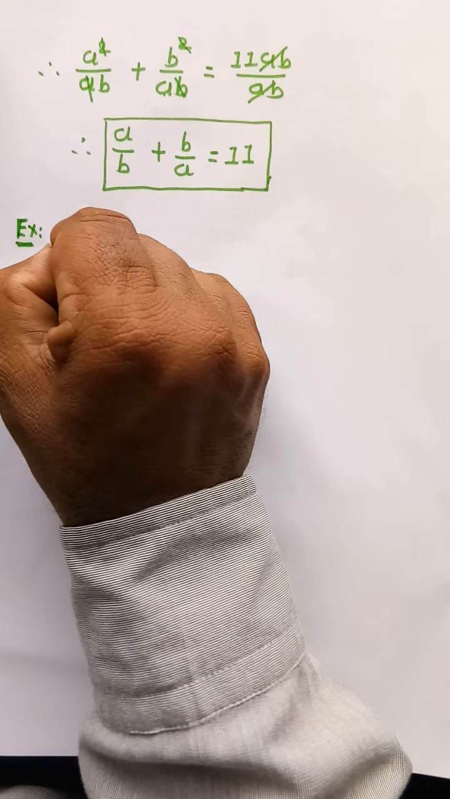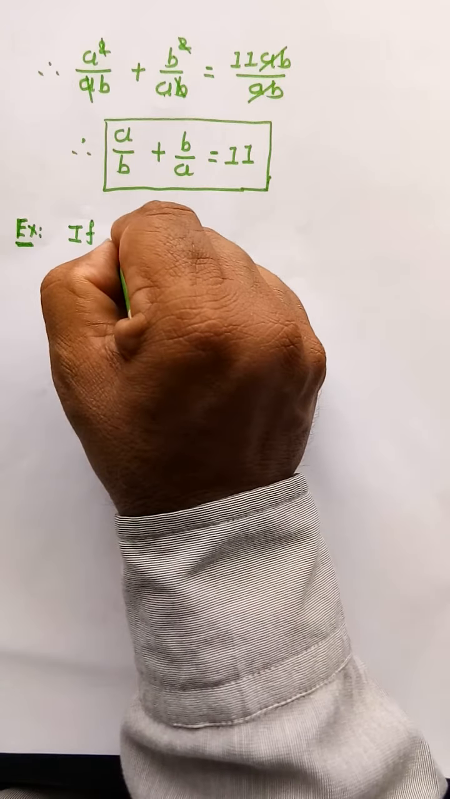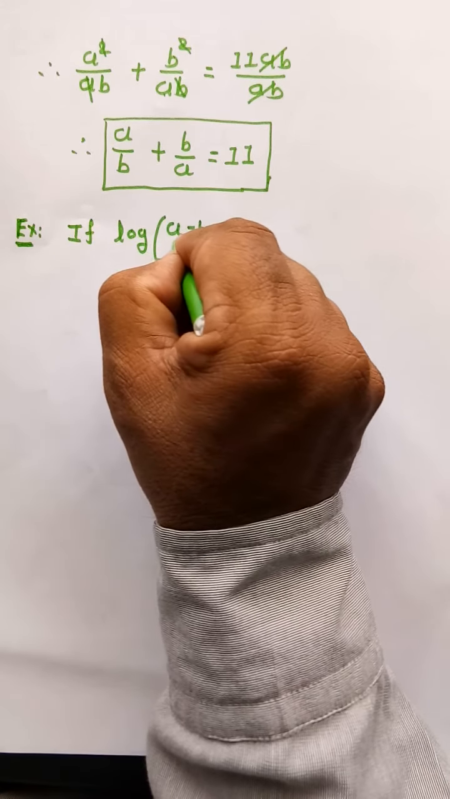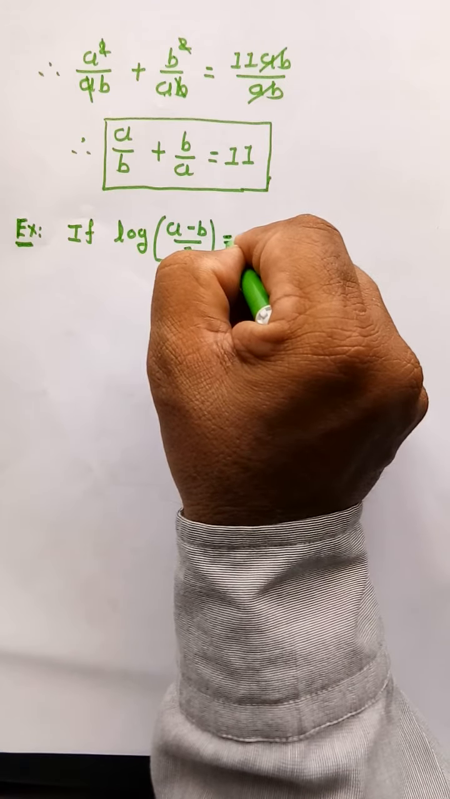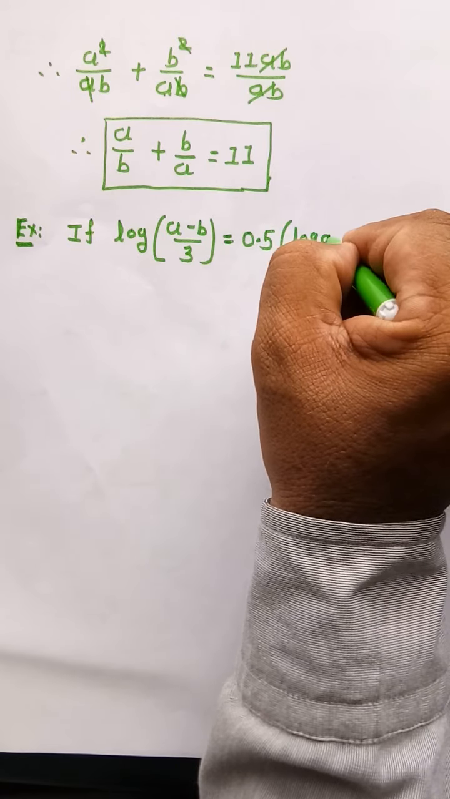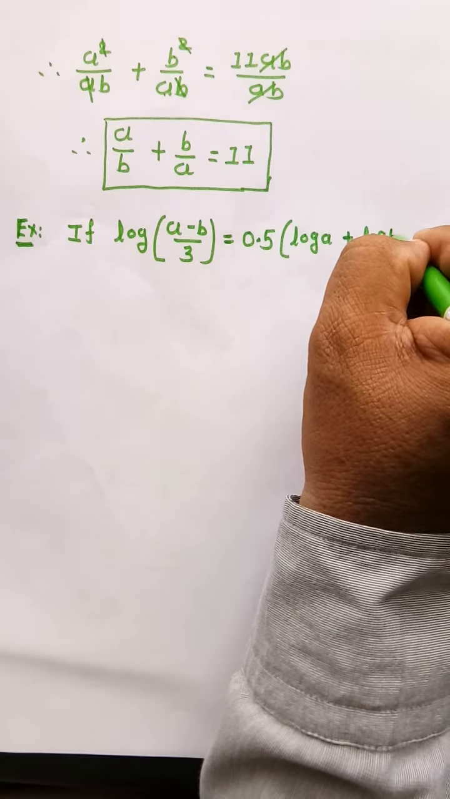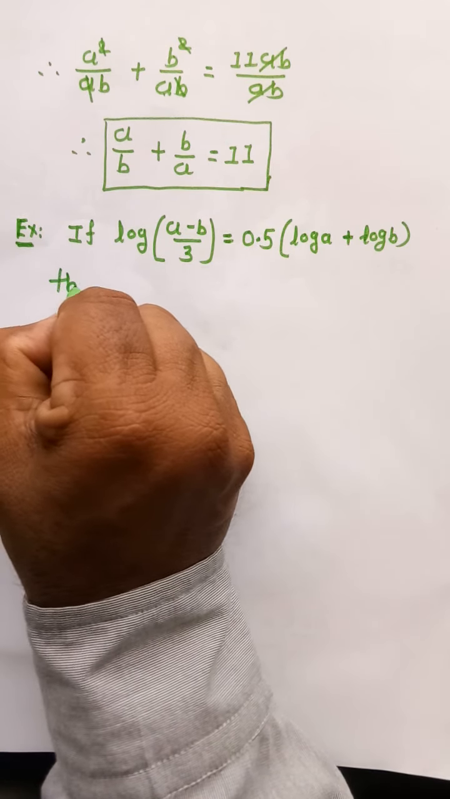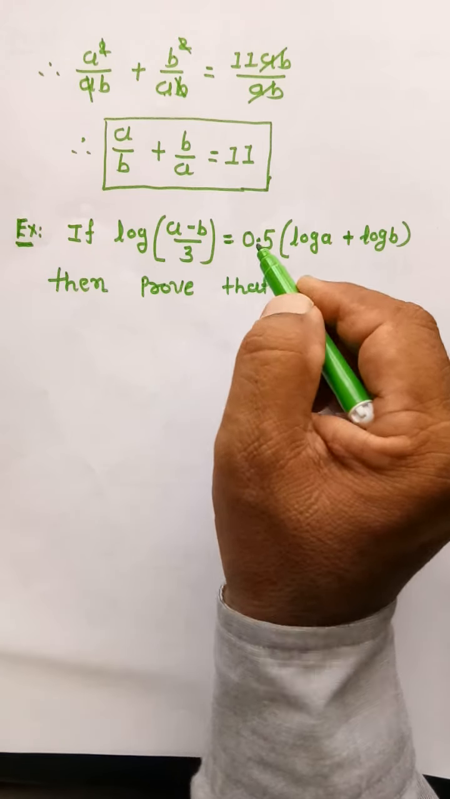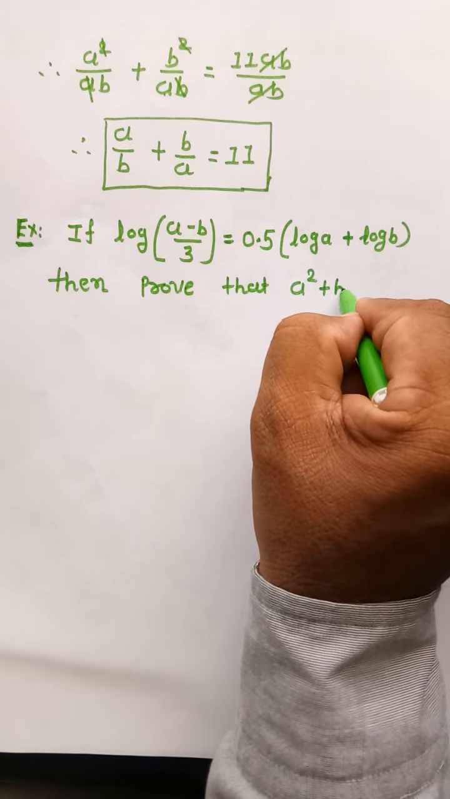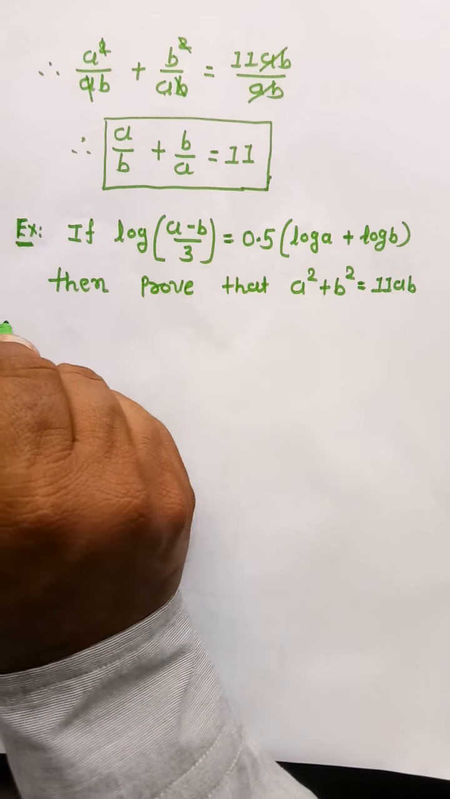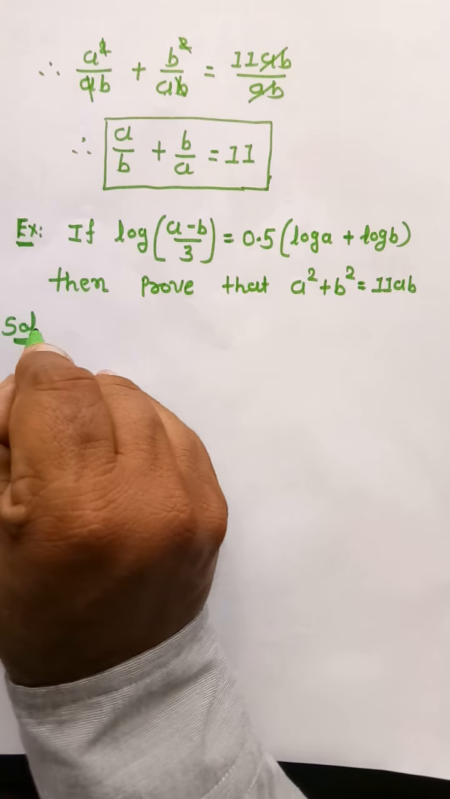Now same example, if log (a minus b) by 3 is equal to 0.5 brackets mein log a plus log b, then prove a square plus b square is equal to 11ab. Same example. So here given log (a minus b) by 3 is equal to 0.5 brackets mein log a plus log b.